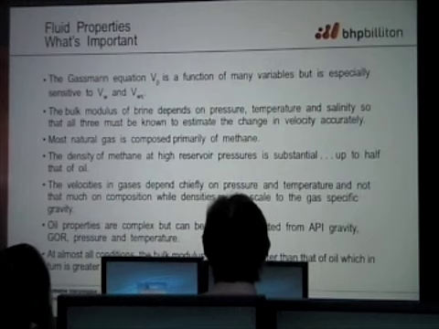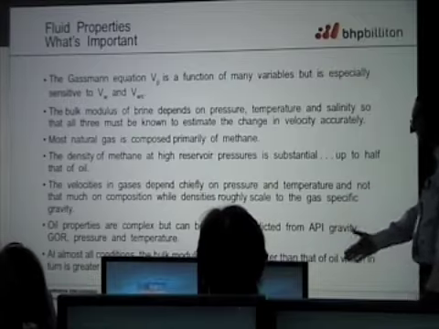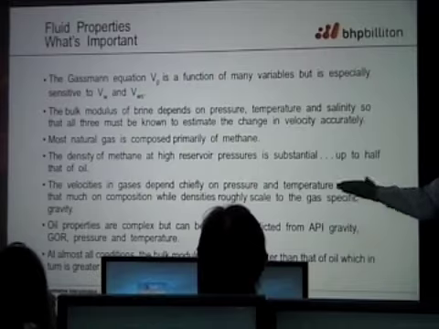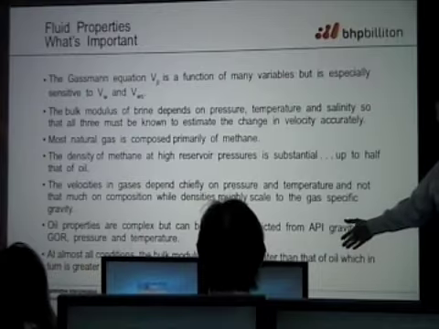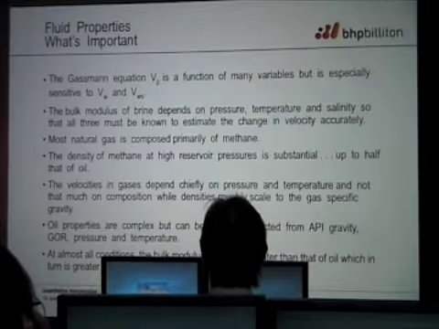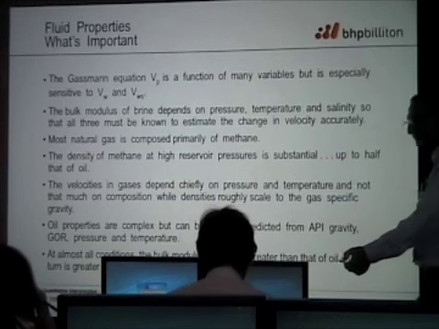Oil property is trying to separate gas effects from oil or brine effects. Oil properties are complex, but can be roughly predicted from API gravity, GOR, pressure, and temperature. That's enough information to do it. These are the kinds of things you might have available to you from previous fields in a basin. That's why I characterize them this way. And in almost all conditions, the bulk modulus of brine is greater than that of oil, which is greater than that of gas. I talked about that earlier this morning.